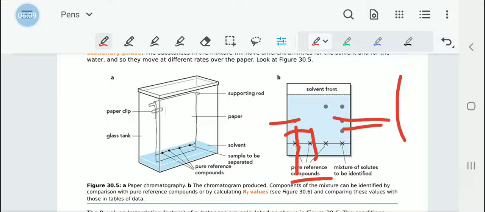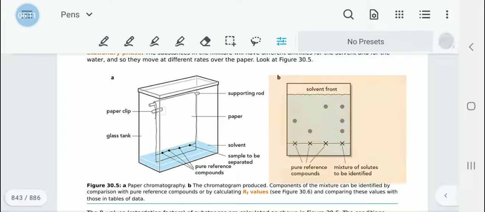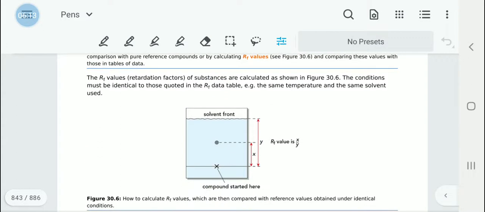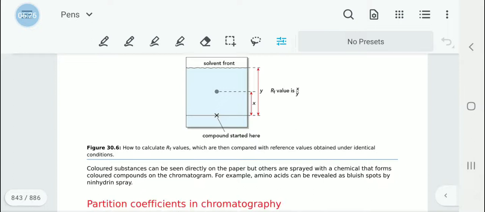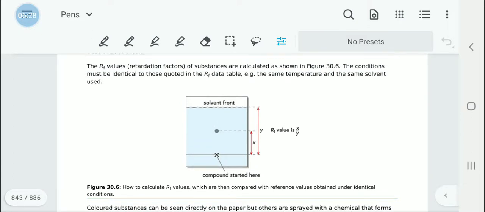Then write down the RF values, within brackets retardation factors, would be calculated as shown below.